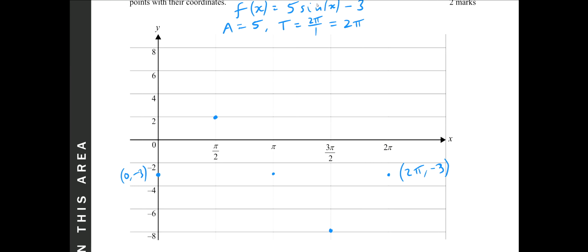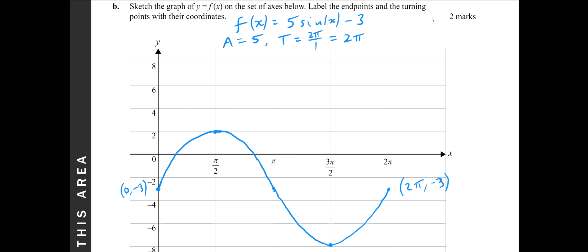So let's quickly sketch that. Make sure you have a nice curvature going there to make it look like a proper sine graph. It'll come down and go through there, and then it'll go all the way to the minimum. And then over to the endpoint. All right, so we've got all that there.